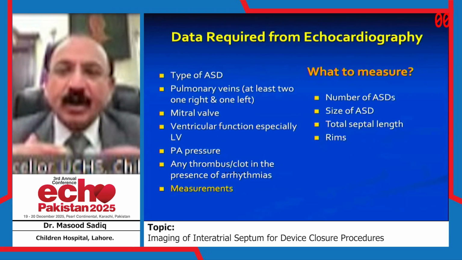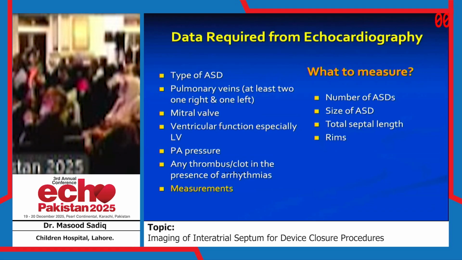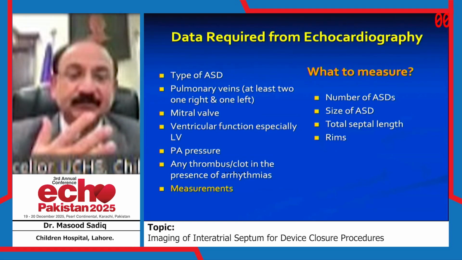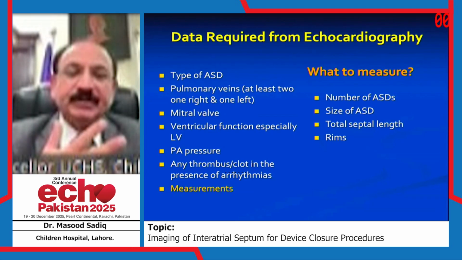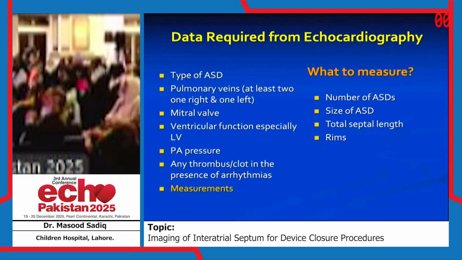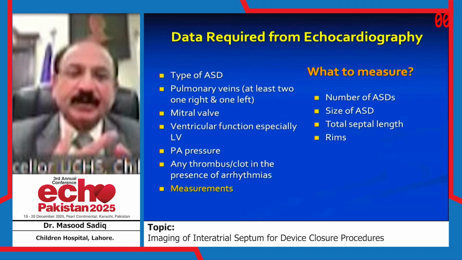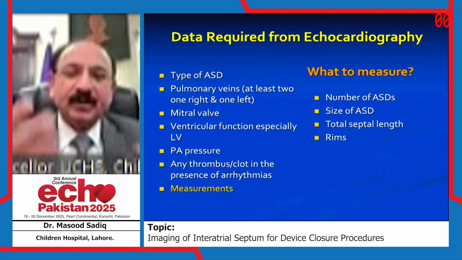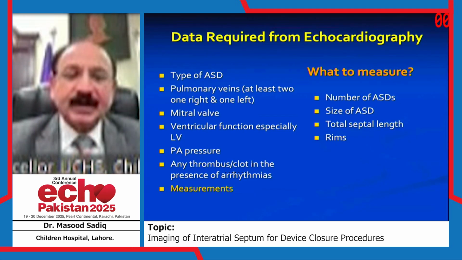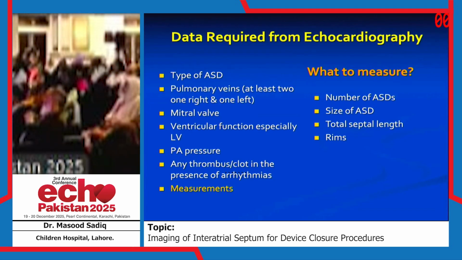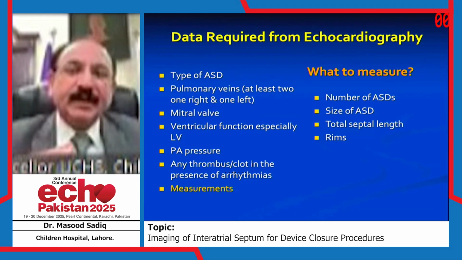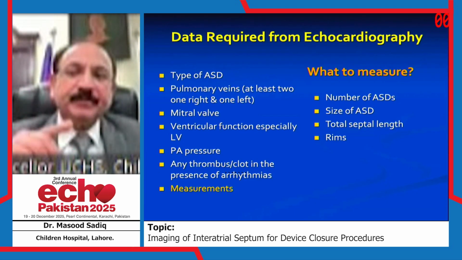So what is the data required by the echocardiographer when we are closing an atrial septal defect? Type of ASD, and most importantly, exclusion of any pulmonary venous abnormality, because you may have an anomalous pulmonary venous drainage. You must look at the mitral valve and ventricular function, and you will be surprised how many of these patients, particularly adults, have some degree of left ventricular dysfunction, which totally changes your planning. Of course, the pulmonary artery pressure, any thrombus or clot in the presence of arrhythmias, and then of course, measurements. I think measurements would only start once we have evaluated the interatrial septum for all these parameters which I have mentioned.